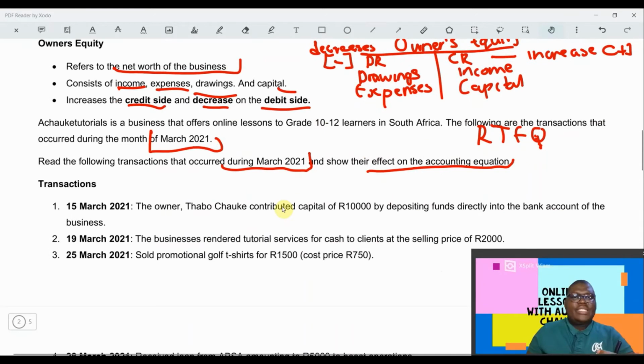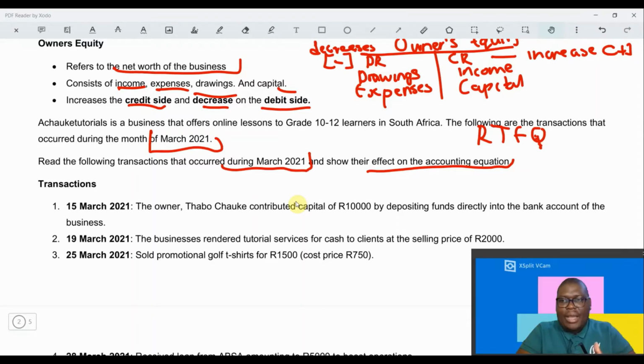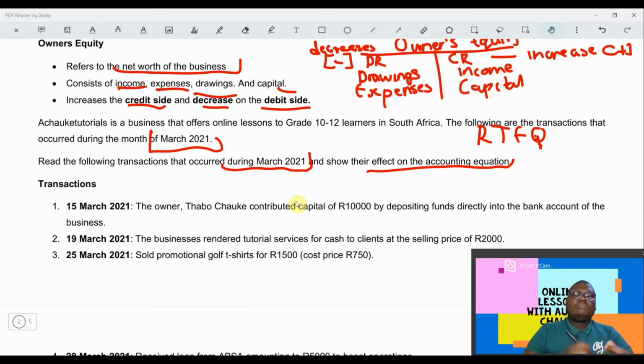Okay, so now the first transaction says, remember, when you record transactions, they occur at a particular date, so it's very important for you to pay attention to the date that you're given. So they're saying that on 15 March 2021, the owner Aubrey Chauke contributed capital of 10,000 by depositing the funds directly into the bank account of the business. So this person, me myself as Aubrey Chauke, I decided to invest some money in the business, and I invested a sum of 10,000. When I started Chauke Tutorials, I invested that money.